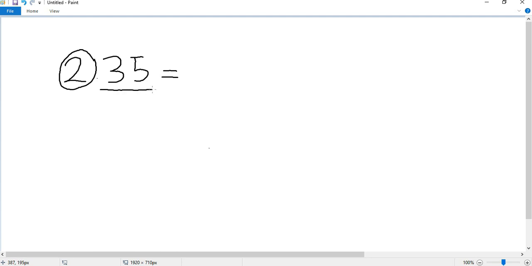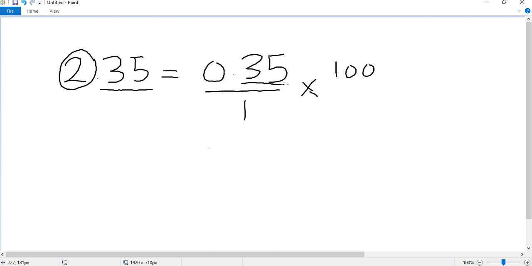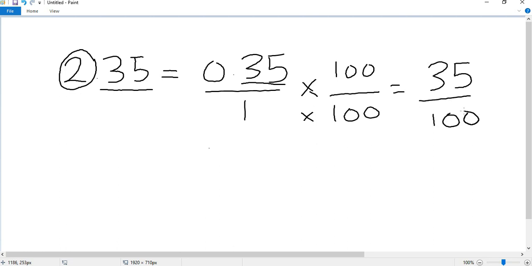0.35. So following the same procedure, we'll write it out like this: 0.35 over 1. Now we have to multiply this by 100 because there are two numbers after the decimal point. We'll do the same with the denominator. So once we multiply, we get 35 over 100 because 0.35 multiplied by 100 is 35 and 1 multiplied by 100 is 100. So can we simplify this fraction?